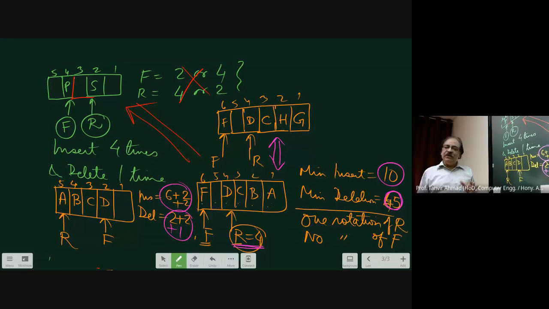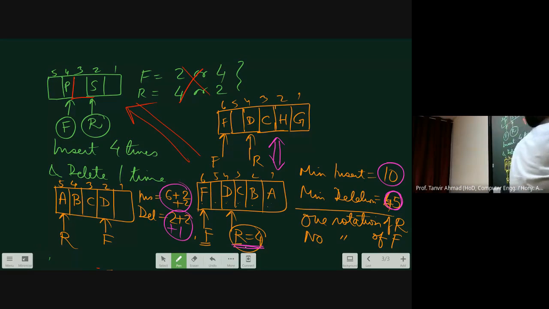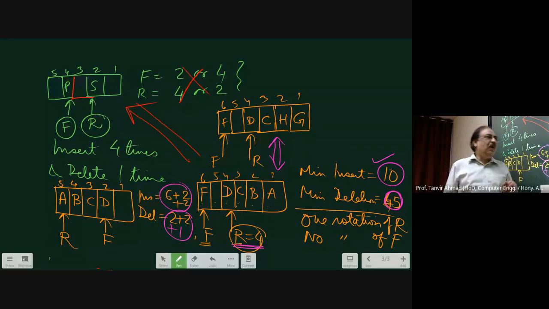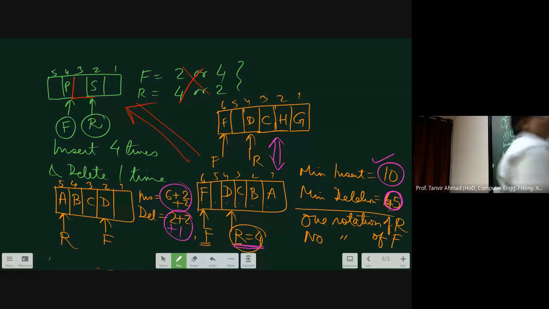R4 पे है और F उससे बड़ा है, इसके मतलब रोटेशन हो चुका है. अदरवाइज नॉर्मल केस में R हमेशा F से बड़ा होता. If R is smaller than F, it means rotation has taken place. If rotation has taken place, it must have at least filled 6 times to rotate and then 4 times more to come to 4. That means 6 plus 4 is 10. Therefore, this is perfectly 10. If F is at 6, इसके मतलब ये हुआ कि कम से कम ये 5 बार डिलीट किया होगा. That means this is at 5.